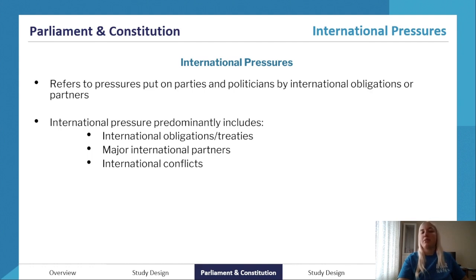So, maybe some easy ones you can think of, things like UNESCO heritage sites that have to be protected across the world, and then also treaties that say things like human rights and things like that. There are also major international partners, so this includes the countries that Australia does import and export with, and they have to keep a good relationship with, which is also an international pressure on their lawmaking. And then also international conflicts. So we said war, terrorism, global spread of disease such as COVID are just some examples of these international conflicts.